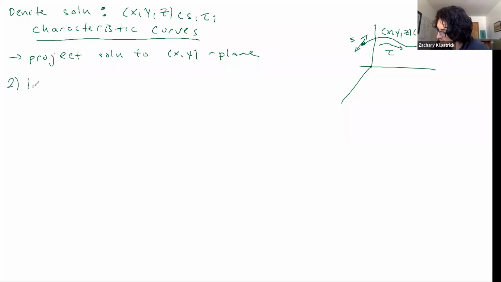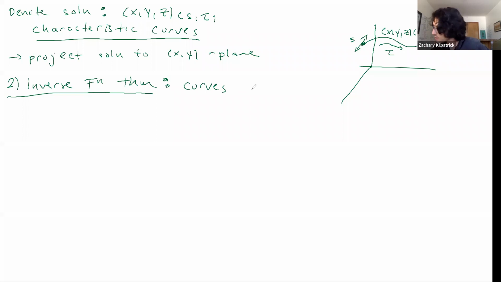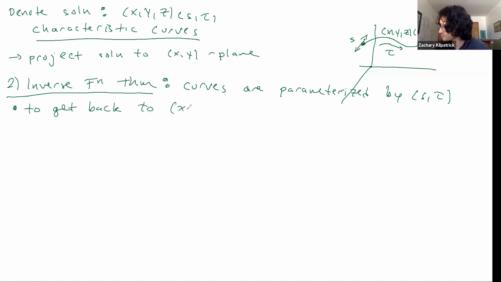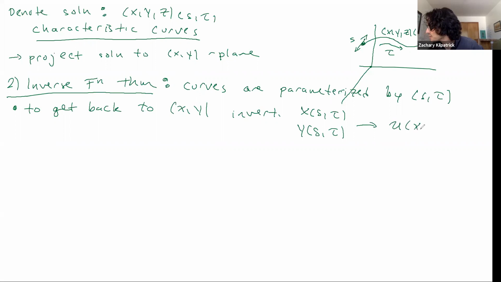So the second step then is to use the inverse function theorem, okay? That's what came up in that very first example that we looked at on Monday. So in this case, we know the curves are parameterized by s and tau, right? To get back to xy, we need to invert the mapping of s and tau into x and y, okay? And this will yield some function u of x, y. Because remember, we have z in terms of s and tau. If we can get s and tau in terms of x and y, then we'll just have some function of x and y and we're done, okay?